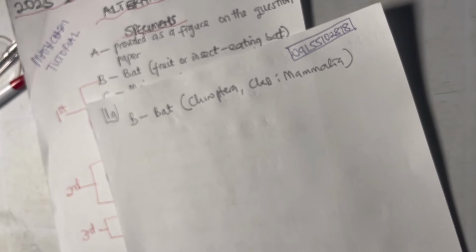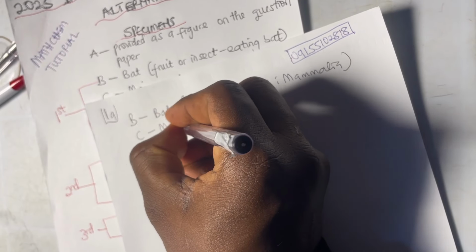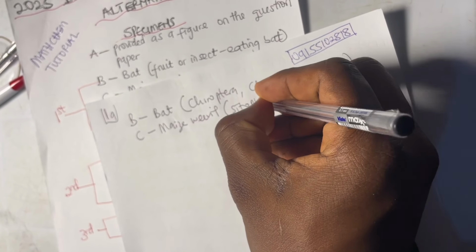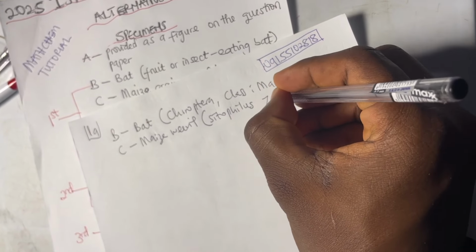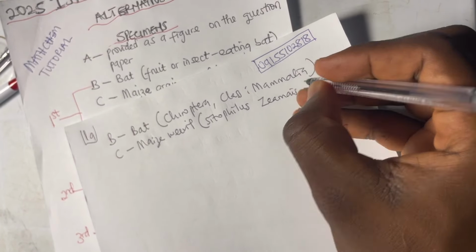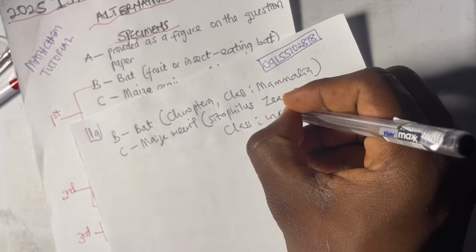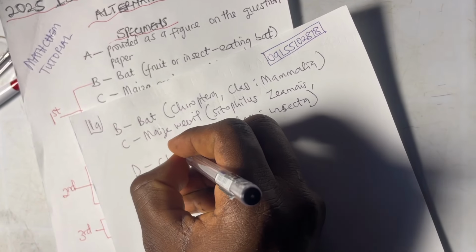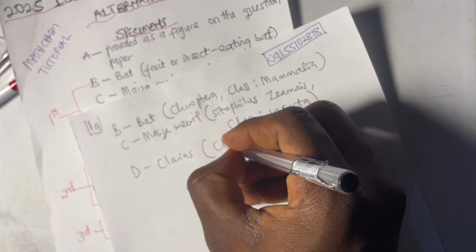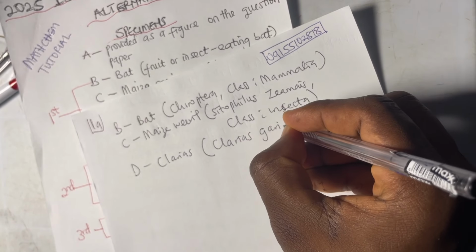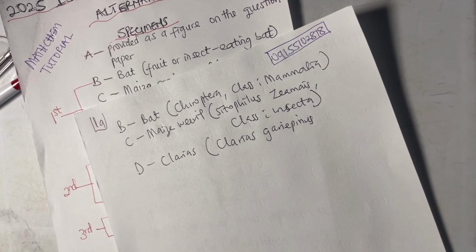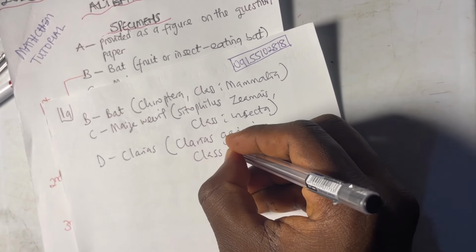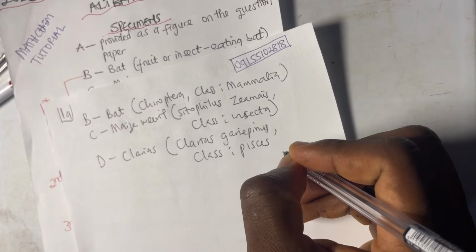Okay, and for specimen C, that's the maize weevil, the genus is Sitophilus, while the class is Insecta, an insect. For specimen D, that's what? Clarias. I used to call this thing Garepinus, so it depends on the kind of intonation you use to call it. But the class will be Pisces.